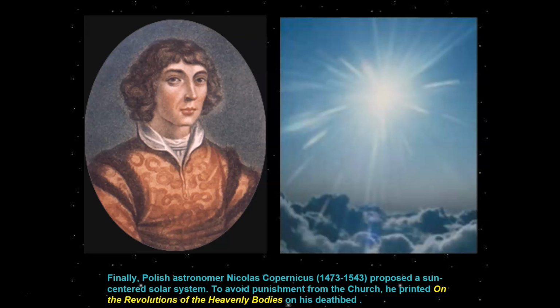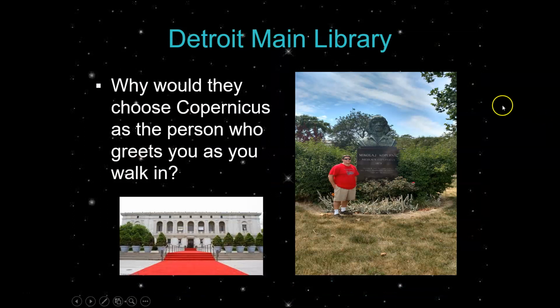Now, that seemingly innocuous statement was so dangerous to say, he released his findings on his deathbed so he didn't face punishment from the church for going against what the church said. Now, just a little side note. If you've ever been to the Detroit Main Library, you should. It's an amazing place. And there's an enormous statue of Copernicus as you walk in, as there should be, as somebody who values the truth and science. So anyway, if you've ever seen that big statue, that's who it is. If you've never been there, not that far, go see it.